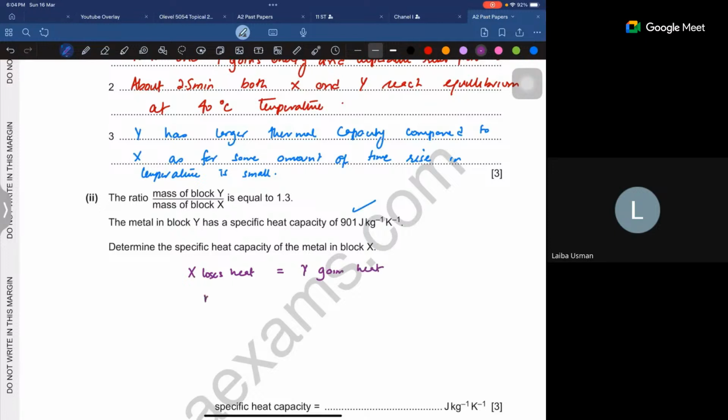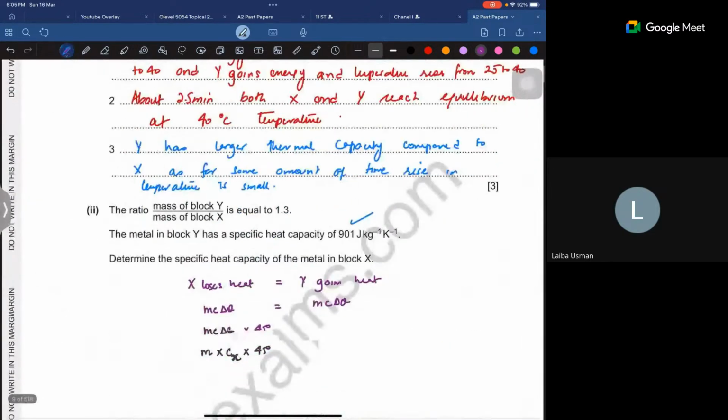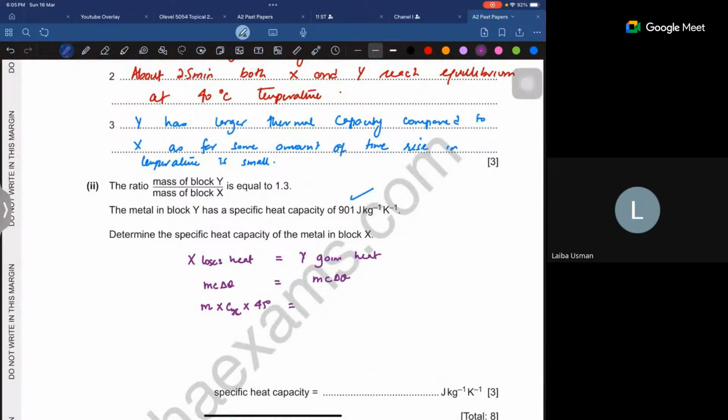I'm going to simply use mc delta theta in both of these, where mass of X, let's call that m, and the specific heat capacity of X is, let's call this Cx. And then the change in temperature we found for X was around 45 degrees. I think so. Yeah, 45 equals the mass of Y, which is 1.3 times mass of X. So we're going to write 1.3 m. Heat capacity is 901. And the change in temperature was only 15.